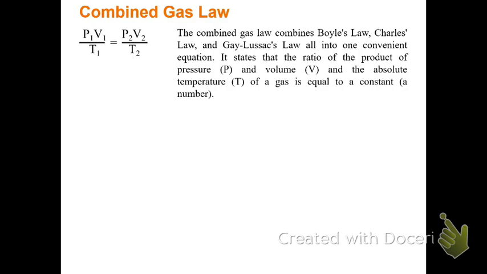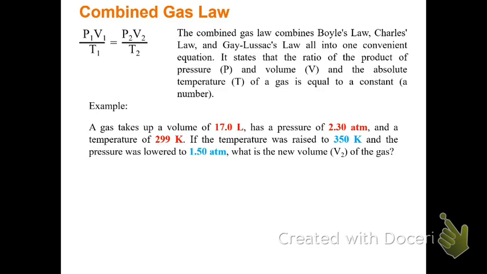Okay, so if you look at the first one here, the numerator, P1 V1 equals P2 V2. That's Boyle's law. And then Charles's law, it's V1 over T1 equals V2 over T2. And Gay-Lussac's law is pressure and temperature, P1 over T1 equals P2 over T2. So when you combine all 3 gas laws, what we get is this equation, which is the combined gas law equation.